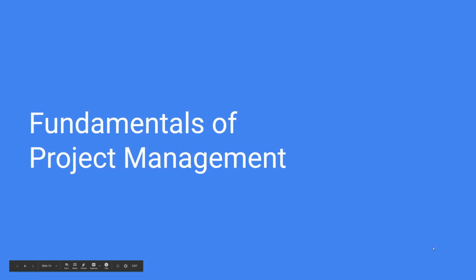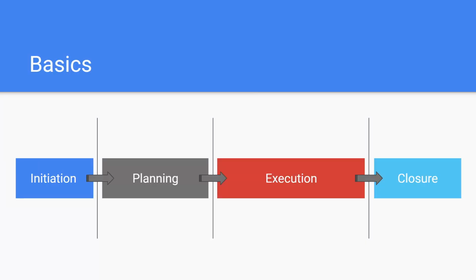Okay, today we're going to take a look at the fundamentals of project management. So basically, a project always consists of 4 different phases. You have the initiation phase where you define the project. What is this project going to be? Then you have the planning phase where you discover what tasks need to be done to complete the project. Then you have the execution phase where you then actually do the tasks. And at the end, you finish off the project, so the closure phase.